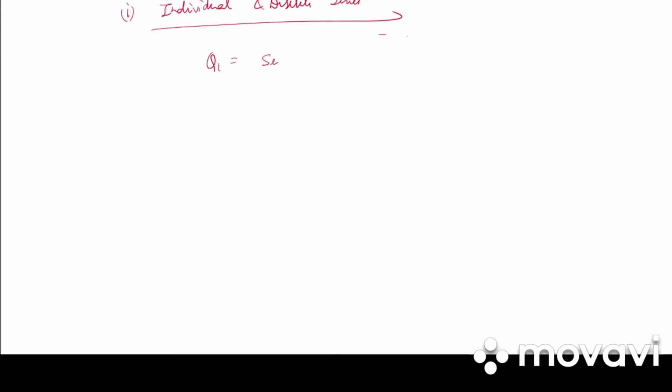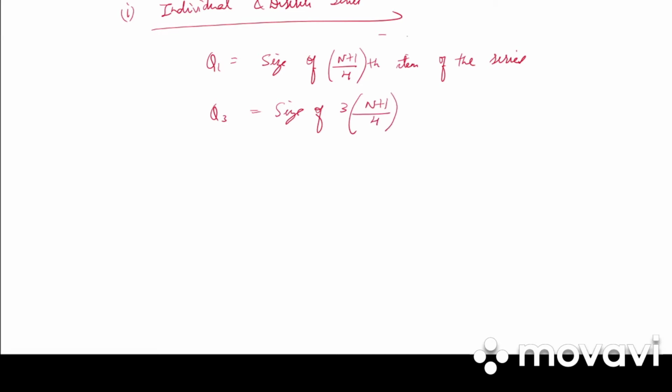So after the meaning, write down first one, individual and discrete series. Under that, write down the formula. Q1 is equal to size of (n plus 1) divided by 4th item of the series, and Q3 is equal to size of 3 into (n plus 1) divided by 4th item of the series.